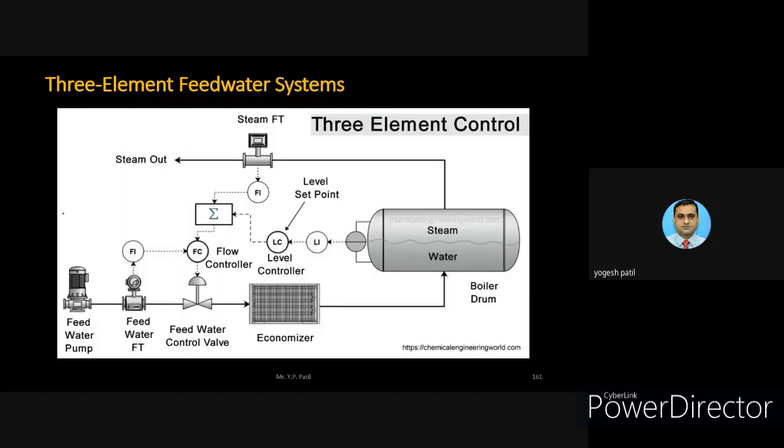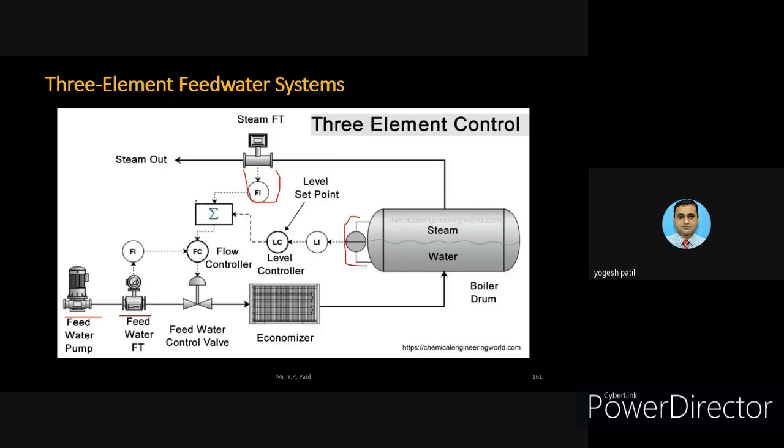One more picture of that is also there. The same thing is mentioned. This is the feed water pump. This is the feed water transmitter that measures the flow rate in feed forward fashion, and it gives a signal to the feed flow controller, and the flow rate gets controlled. But the set point for this is from the cascade arrangement of level here and the flow.